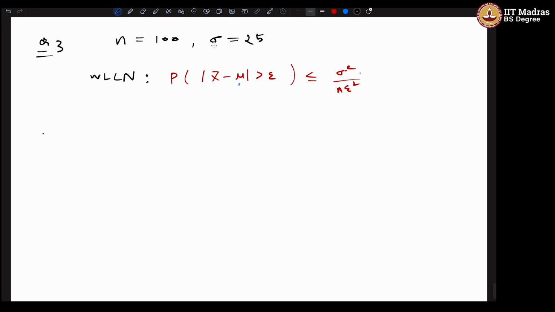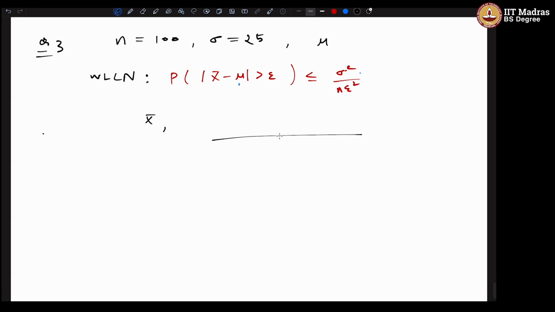Now what we have to find is the lower bound on the probability that the sample mean will be at most 5 units away from the actual mean. So we have to find that the sample mean x bar will be at most 5 units away from the actual mean. Let's call the actual mean mu. Mu is our actual mean.